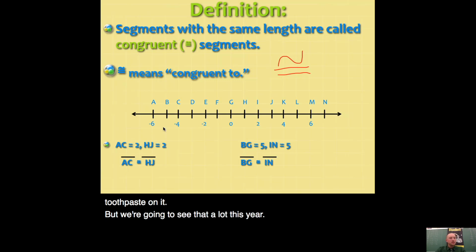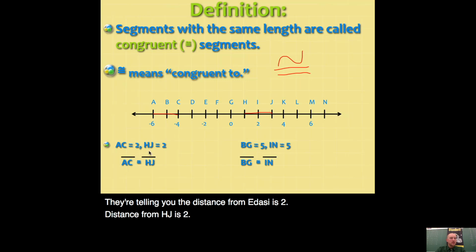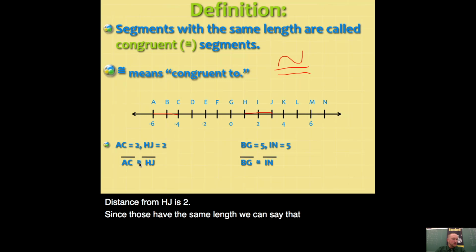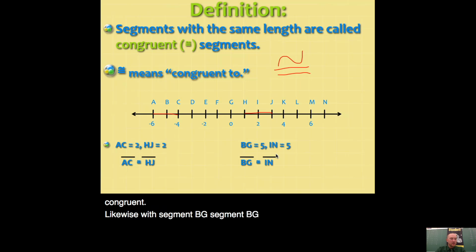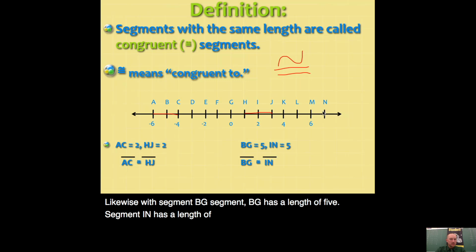Here's a number line. They're telling you the distance from A to C is 2. Distance from H to J is 2. Since those have the same length, we can say that the segments are congruent. Okay, likewise with segment BG. Segment BG has a length of 5. Segment IN has a length of 5. So those two segments are congruent. So segments with the same length are called congruent segments.